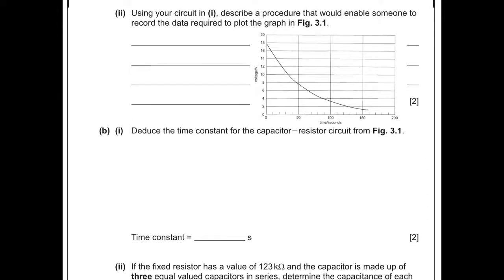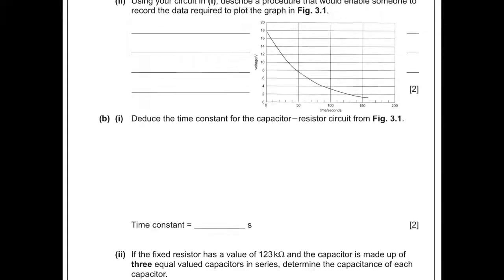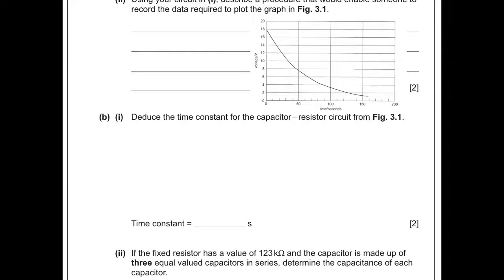Part B then says, deduce the time constant for the capacitor resistor circuit from 3.1. So the easiest way to think of this is to say that at t equal to 1 time constant, what we find is that V will equal V0 times 0.37, so the 37% value is what it will fall to during 1 time constant. So you can see here that it starts at 18. We just need to find 37% of 18 and then figure out where that is on this scale.